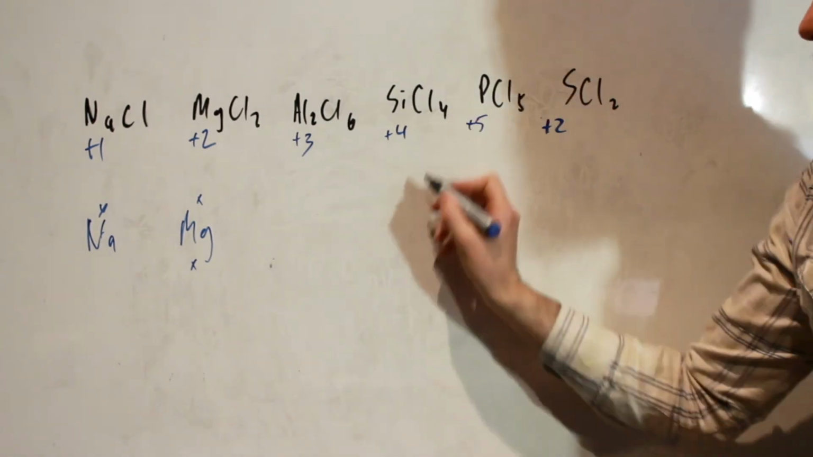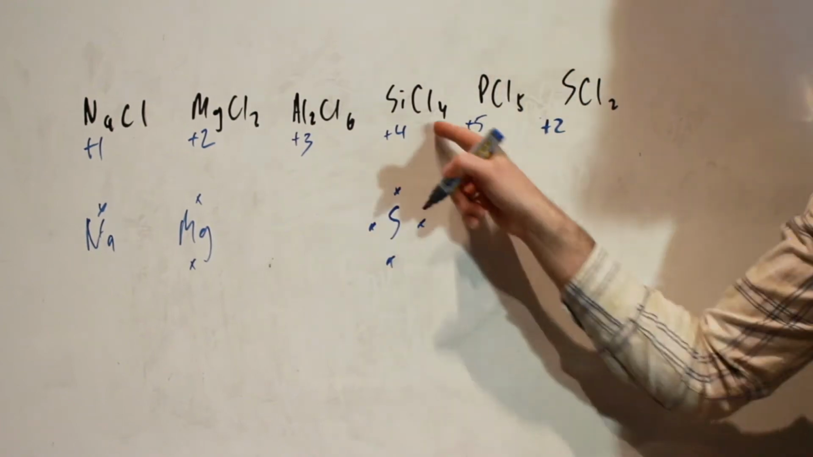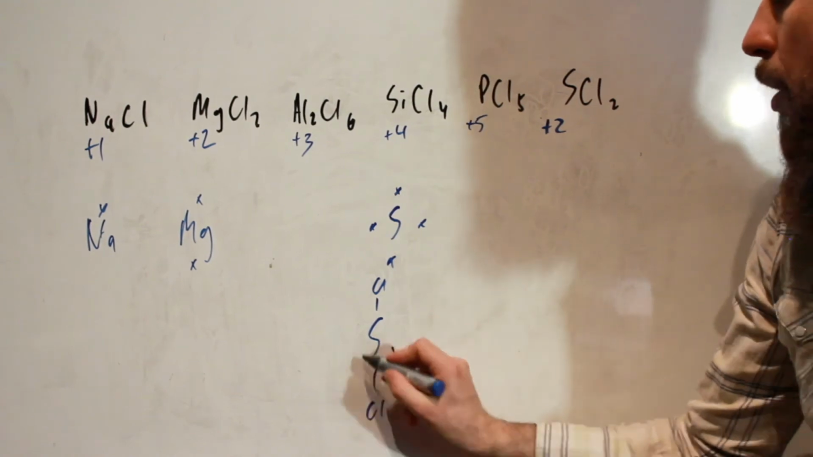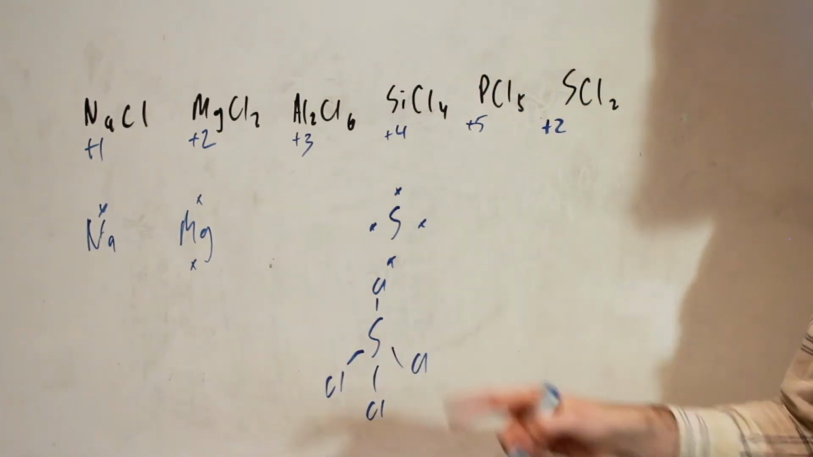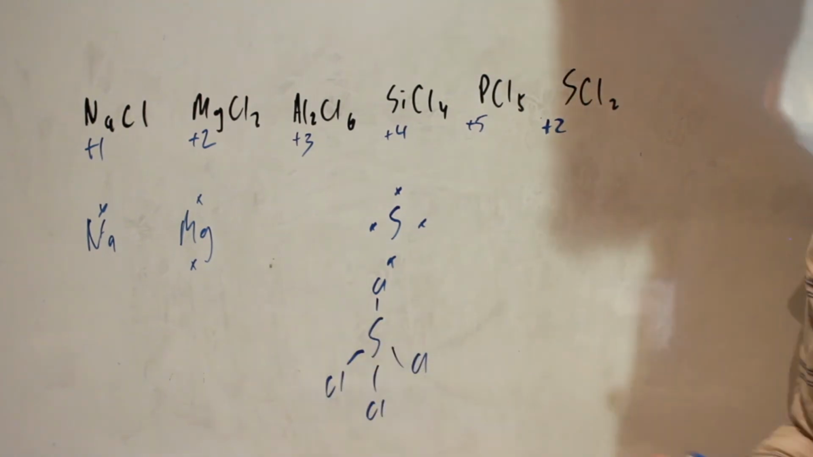Silicon chloride. Silicon, group 4, has its 4 valence electrons, so we're going to have a sort of tetrahedral arrangement when we bond with the chlorines. We're using all 4 electrons in the valence. Chlorine is the more electronegative, so it's going to be +4.